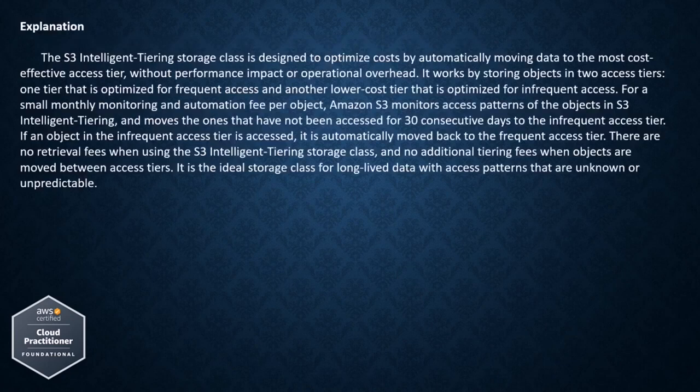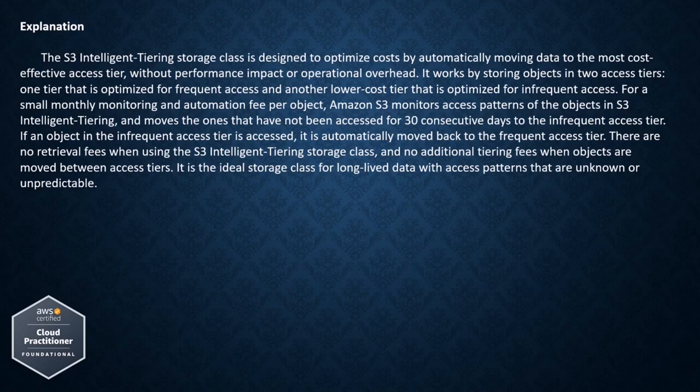Explanation. The S3 Intelligent Tiering storage class is designed to optimize costs by automatically moving data to the most cost-effective access tier, without performance impact or operational overhead. It works by storing objects in 2 access tiers, one tier that is optimized for frequent access and another lower cost tier that is optimized for infrequent access. For a small monthly monitoring and automation fee per object, Amazon S3 monitors access patterns of the objects in S3 intelligent tiering, and moves the ones that have not been accessed for 30 consecutive days to the infrequent access tier.